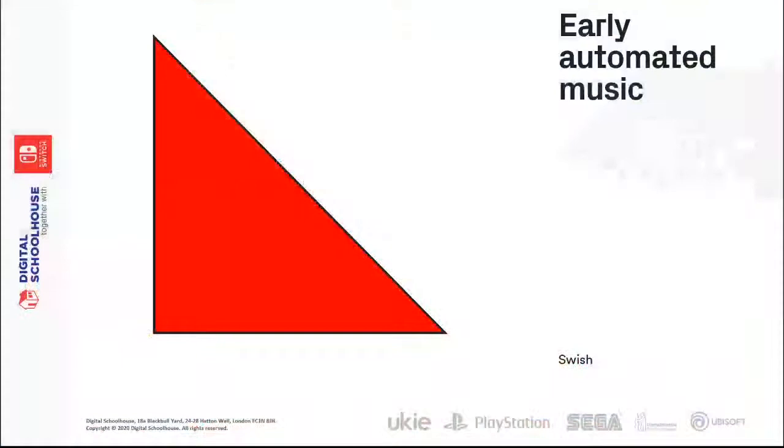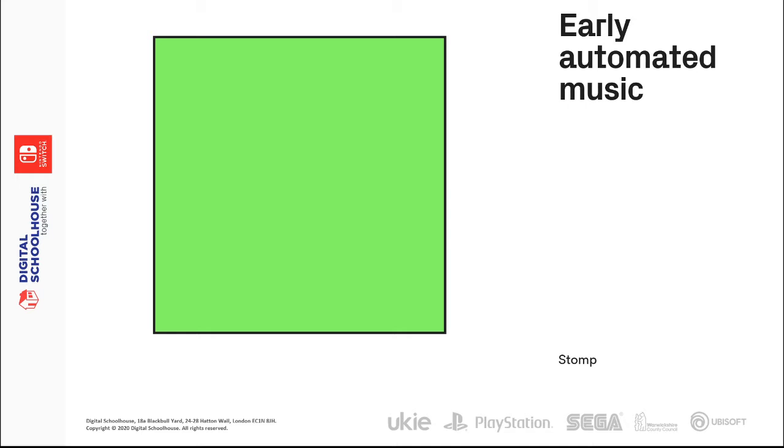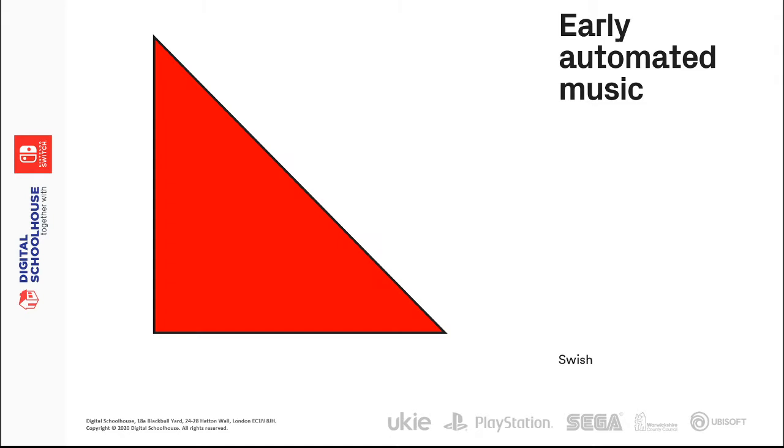So we've got the clap, which is the circle. We've got the stomp, which is the green square. We've got the click, which is the yellow star, and finally we've got the swish, which is the red triangle. So those are the movements that you're going to be looking for.